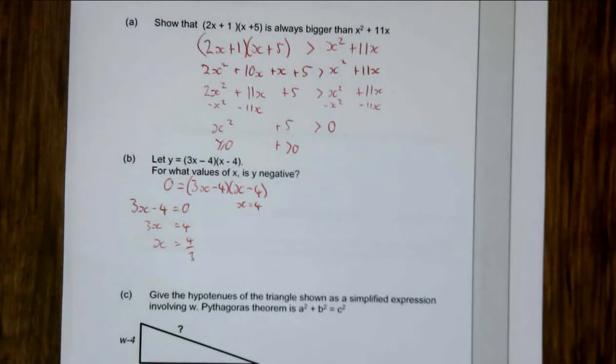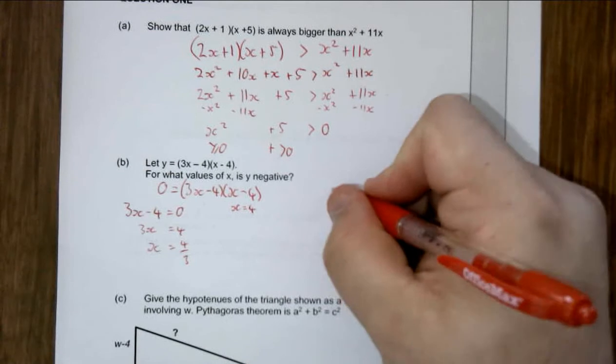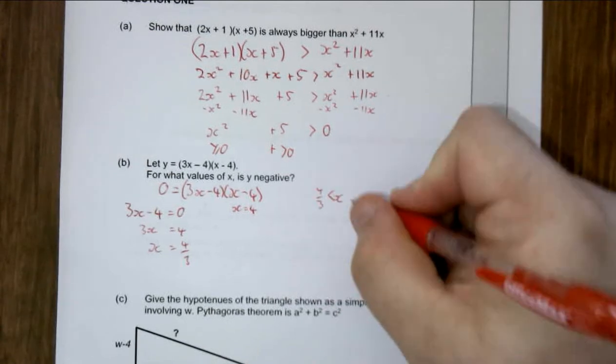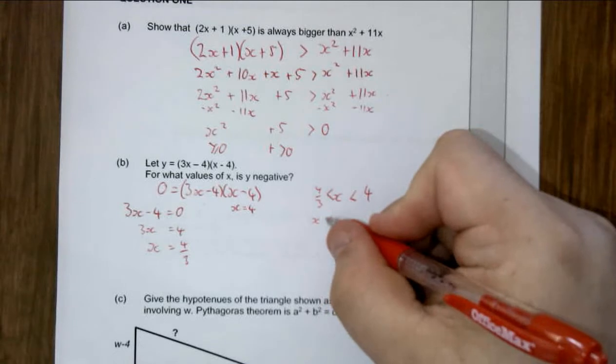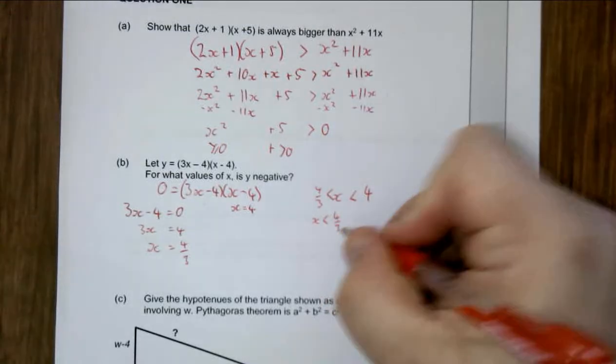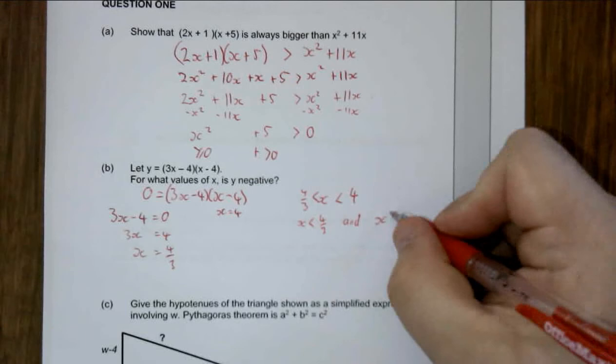But we want to know not where is y 0, but where is it negative. So there's a couple of ways you can solve that. Either it's going to be between those two values or on the outside of those two values. So either it's going to be when x is between 4 over 3 and 4, or it's going to be when x is less than 4 over 3 and when x is bigger than 4.